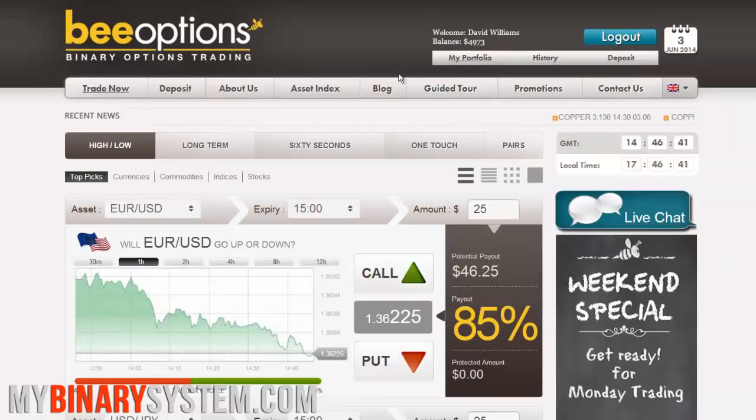Now, for those of you who are still not sure whether or not this system works, what I suggest is that you open an account with Beeoptions and just give it a go. You'll be able to utilize several different deposit methods, including all major credit cards and debit cards, wire transfers, and even money bookers.